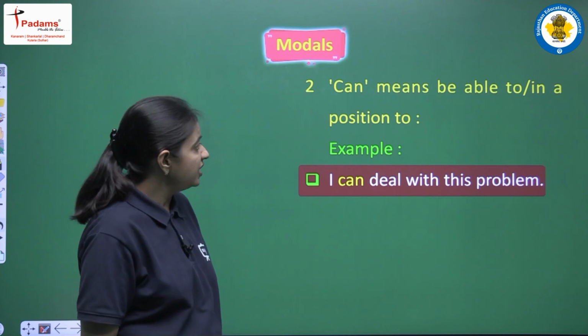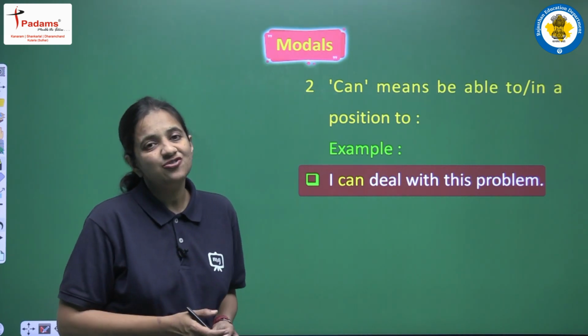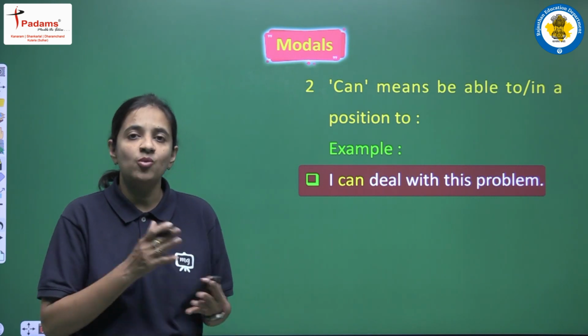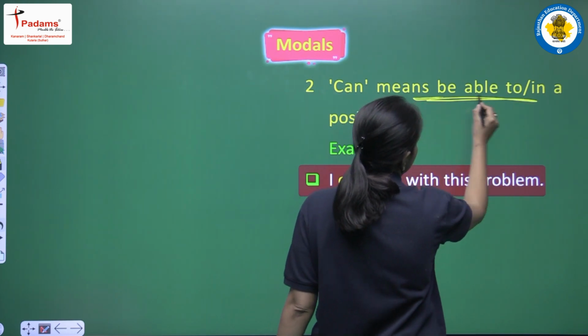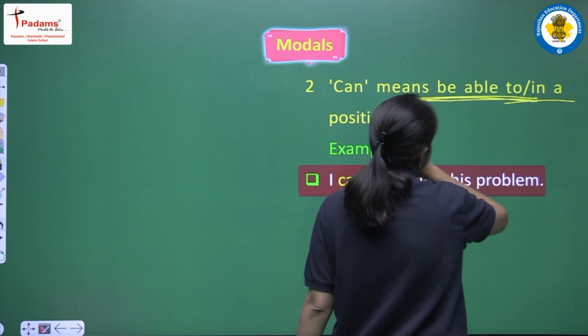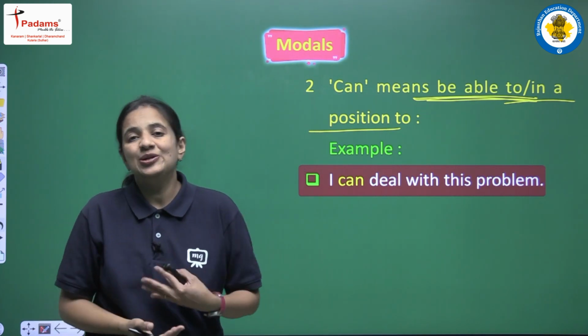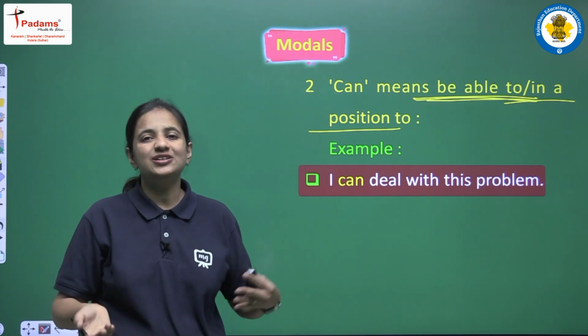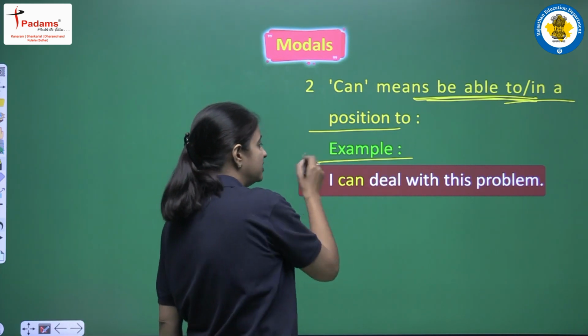Can means to be able to, or to be in a position to. So the second use of can is that this modal is used in this meaning when we are saying that someone is able to, or that someone is in a position to. To denote these meanings, we also use can. So let's see an example of this.